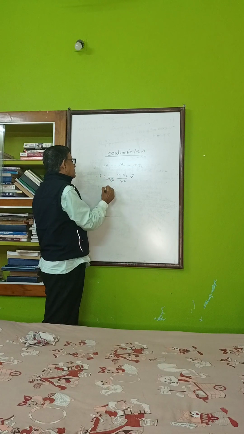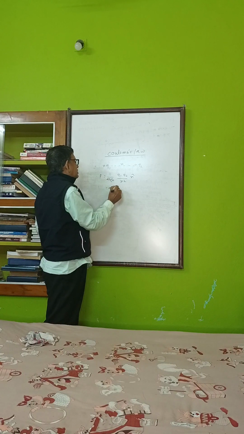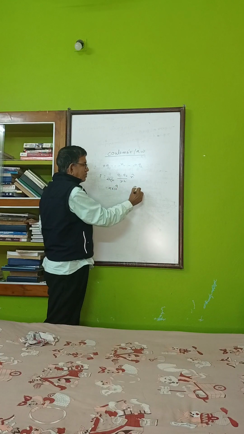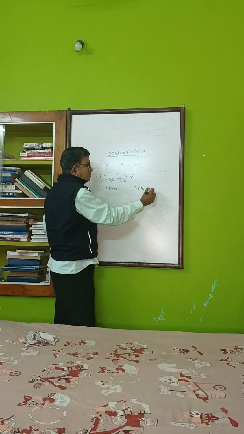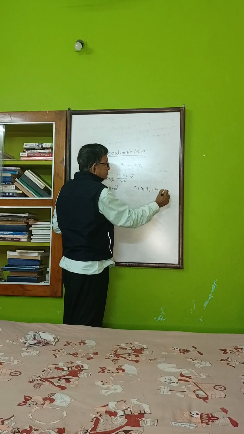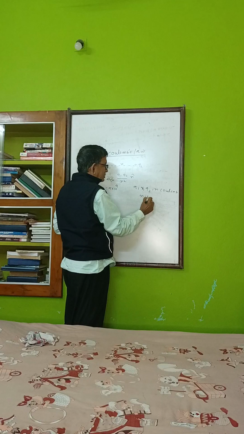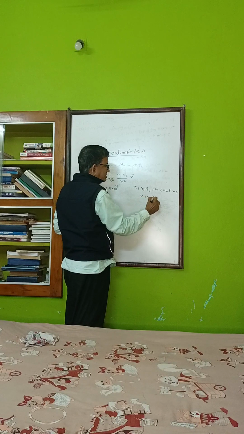The value of 1 by 4 pi epsilon naught is 9 into 10 to the power 9 numerically, where Q1 and Q2 are measured in coulomb and R is in meter.